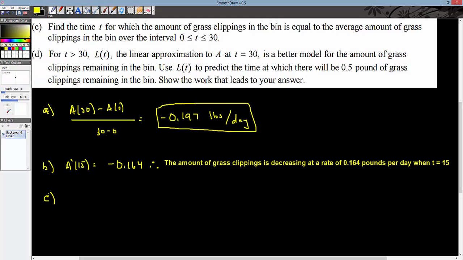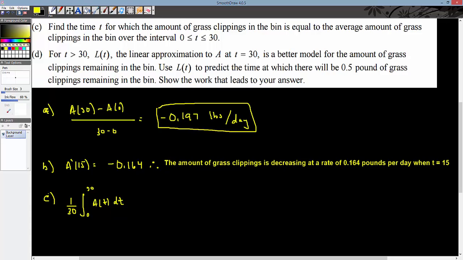C says, find the time t for which the amount of grass clippings in the bin is equal to the average amount of grass clippings in the bin over the time interval 0 to 30. Now, we talked about this in class. If I wanted to find out how much grass was remaining in the bin, I would integrate from 0 to 30 of A of t dt. But that's not what they're asking for. They want the amount of grass clippings in the bin being equal to the average amount of grass clippings in the bin on this interval. So I need to multiply this by 1 over 30 because this is an average value problem.